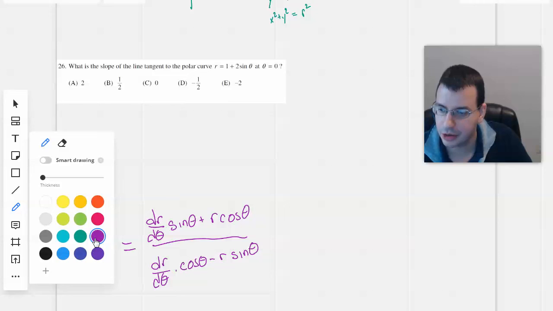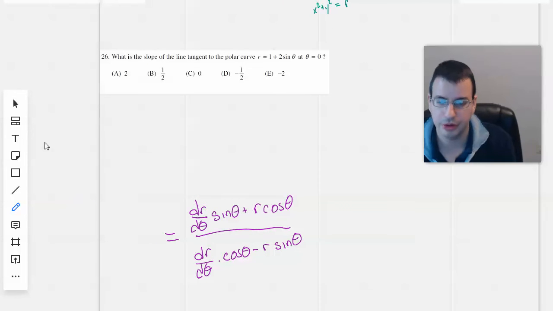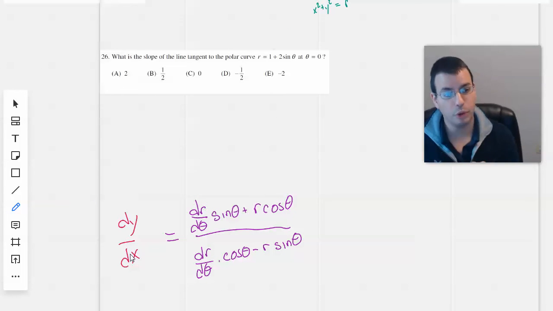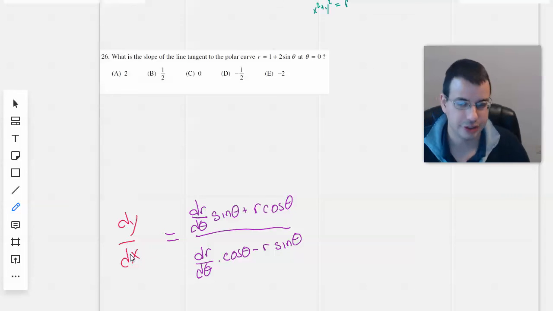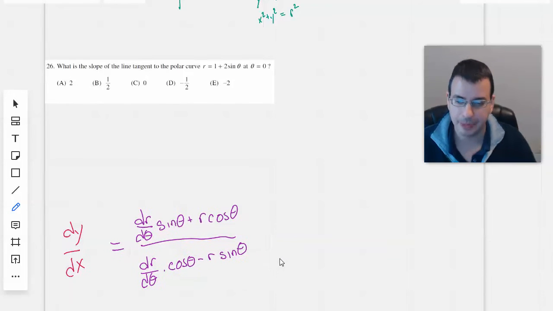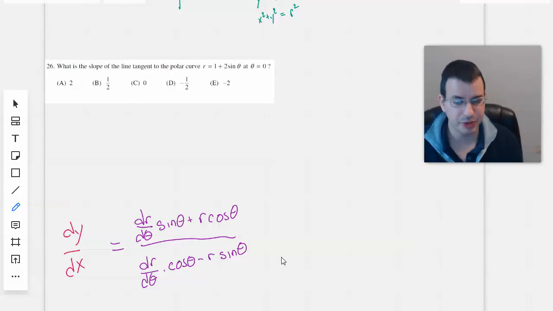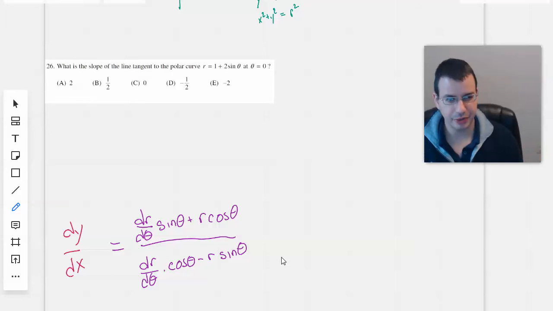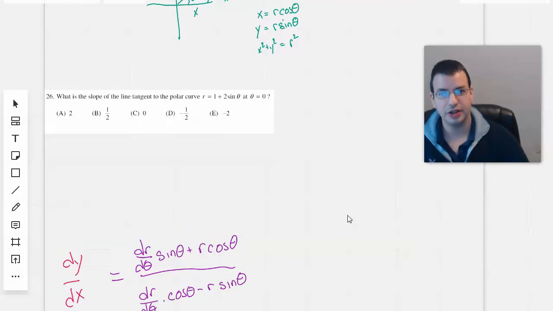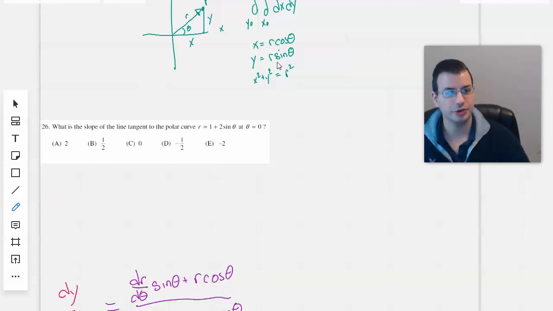This is the formula for slope. All right, slope is dy/dx for polar coordinates. I would not recommend memorizing this just because there are enough variables in it that it'd be difficult to memorize. If you ever have to know it, I'd recommend using x equals r cosine theta and y equals r sine theta, and then just deriving it the way I did.